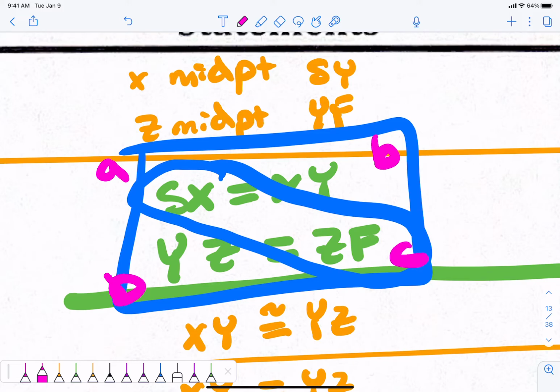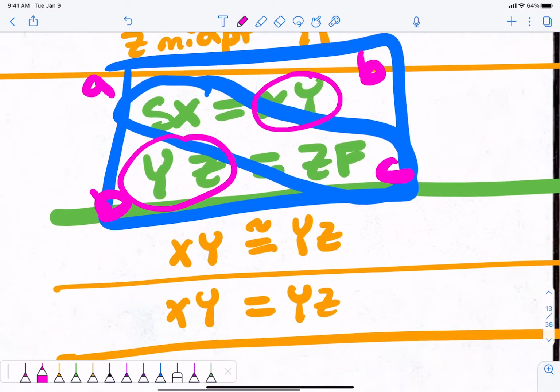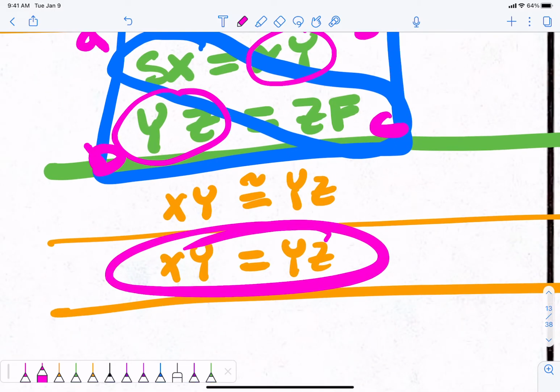If the B's are the same, that's the transitive property, right? Now, our B's aren't exactly the same, because one of our B's is XY, but another of our B's is YZ. But we're going to change it by using this. Can we change it?